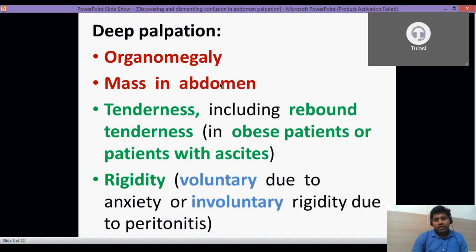Yeah, and the next thing is rigidity. So guarding and rigidity, for many they seem the same, but they are different. This slide will make it clear for you. As you saw previously, on superficial palpation, the tension that you feel, which is involuntary, would be guarding, the superficial one. Rigidity is a finding on deep palpation, and this can be either voluntary or involuntary. And usually it is generalized.